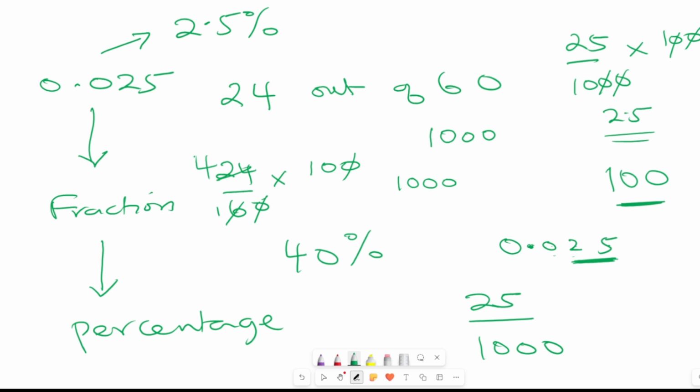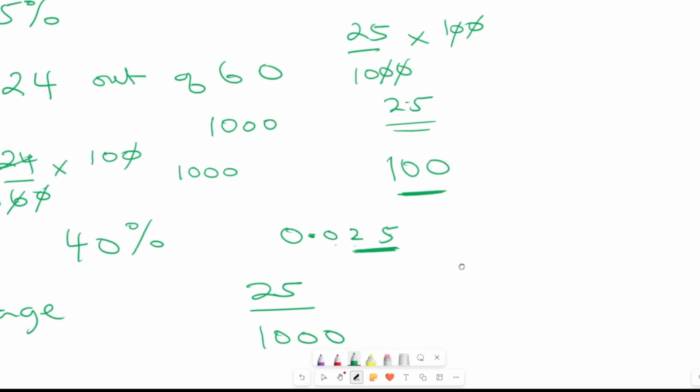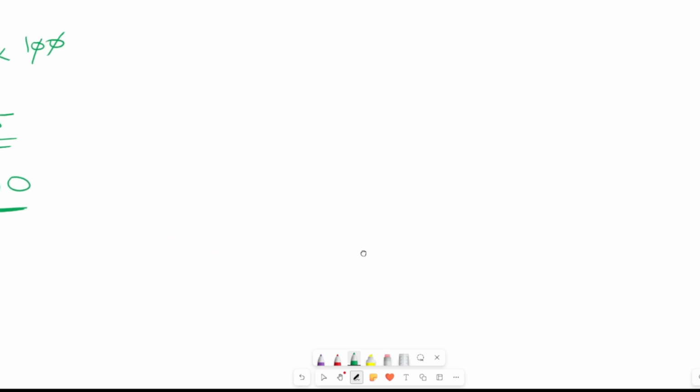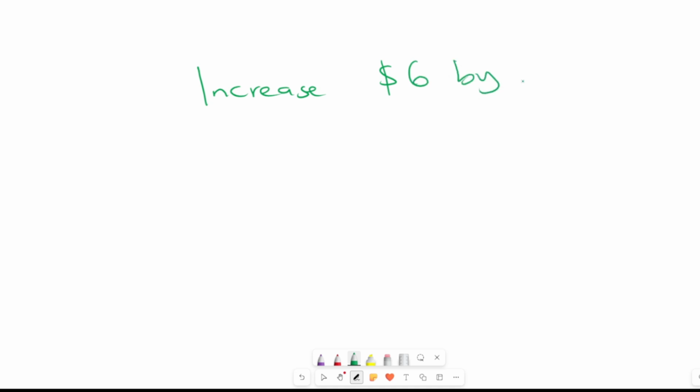The other thing that we will learn to do with percentages is to determine how you can increase something by a percentage or decrease something by a percentage. So for instance, I come and I tell you, increase $6 by 5%. If I tell you this, you should be able to do it.